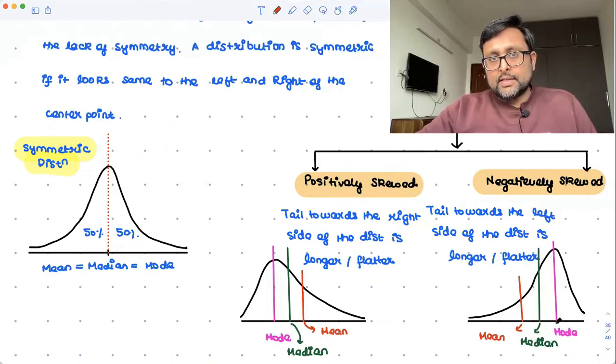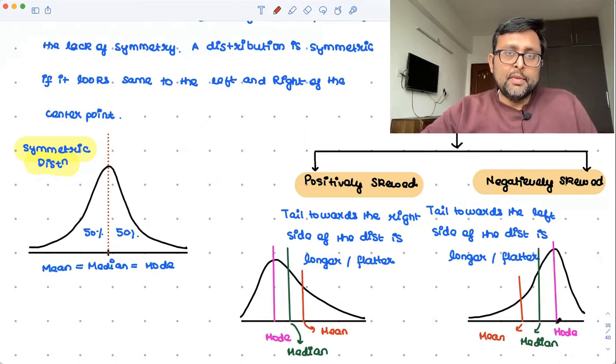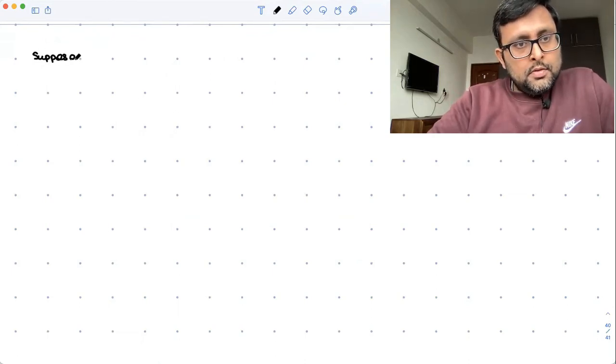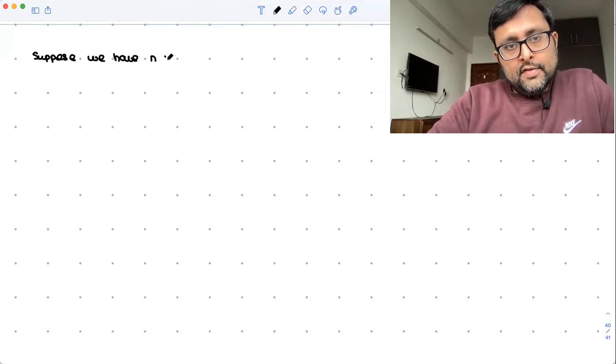Now let us connect the meaning of this skewness with the moments. So we have been talking about moments for quite some time. So let us connect this with that. So suppose we have n values.